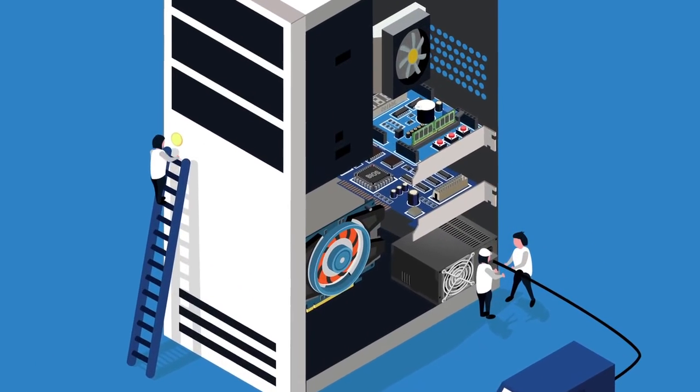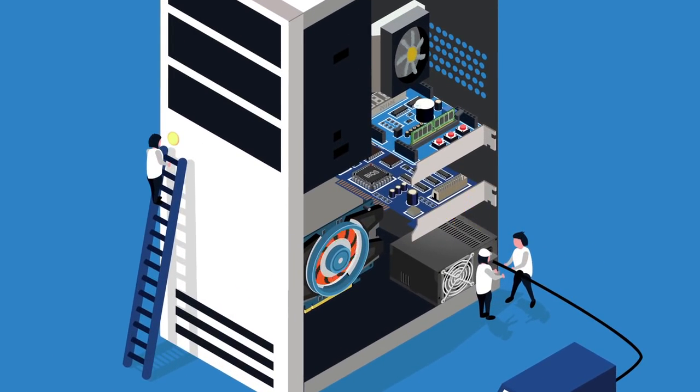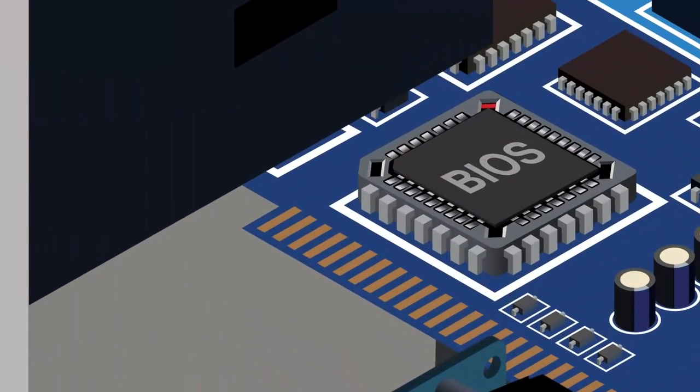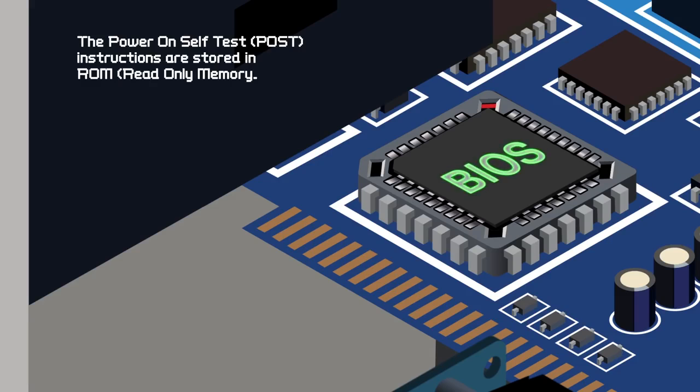When you turn on your computer, the power supply sends power to the motherboard, which in turn activates the boot process. The Power On Self-Test (POST) instructions are stored in a ROM, a read-only memory chip, as part of the BIOS, or the Basic Input-Output System. The POST runs through a series of tests to make sure everything is working.